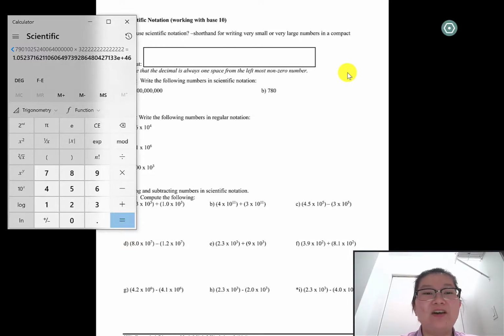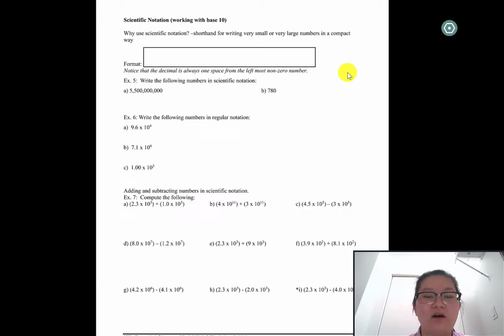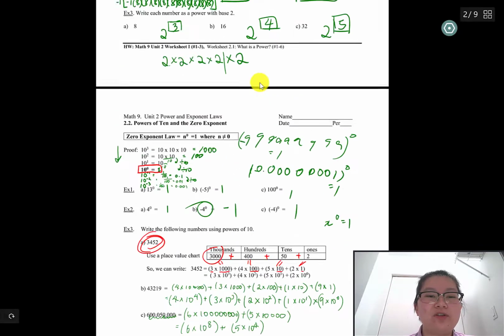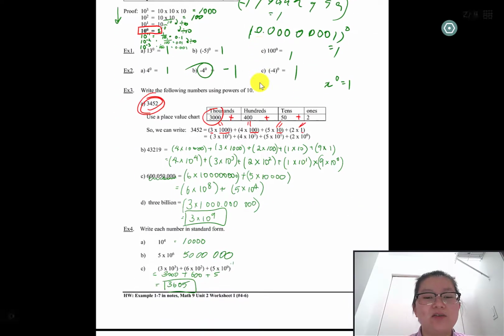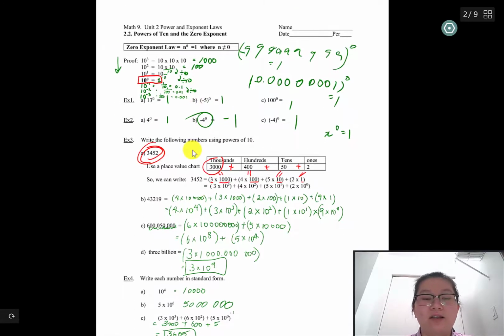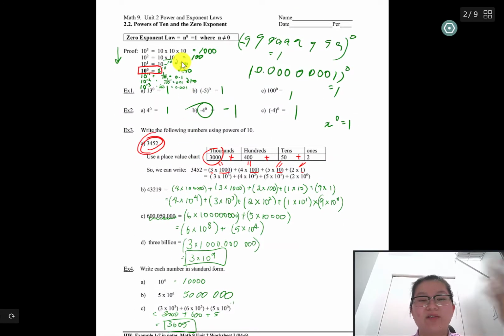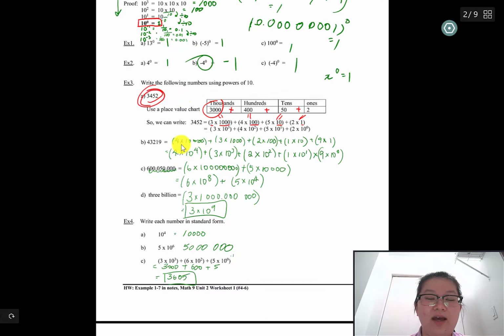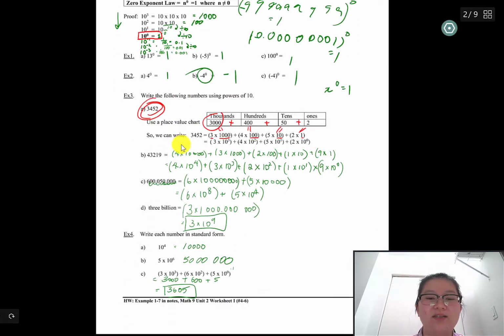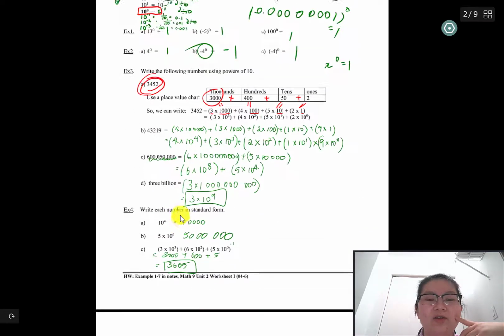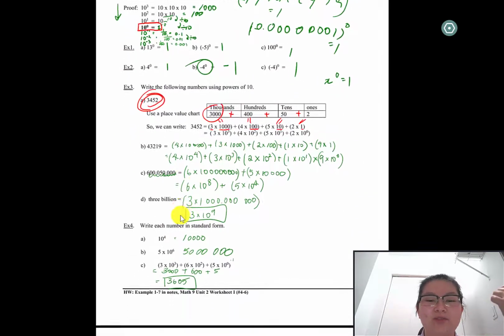In this video, we are going to continue on with 2.2, which is powers of 10. Last video, you learned that anything raised to the power 0 is going to give you 1. And with powers of 10, you learned that whatever exponent is on the base 10 tells you how many zeros there are in that particular number. So you kind of get a sense of what the powers of 10 look like.